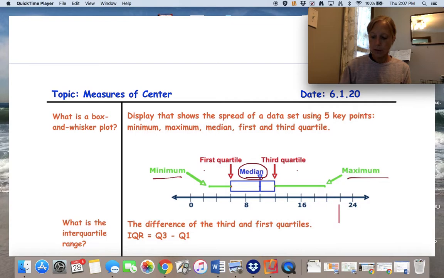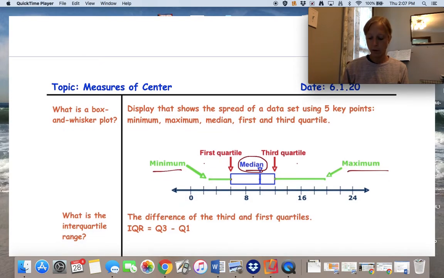The interquartile range is simply the difference of your quartile 1 and quartile 3. So it's very similar to your range that you learned about before, where you take the minimum and subtract it from the maximum. Here we're going to take the first quartile and subtract it from the third quartile.